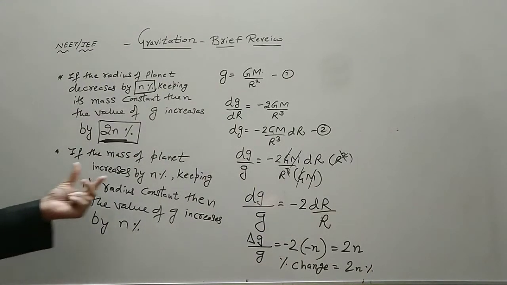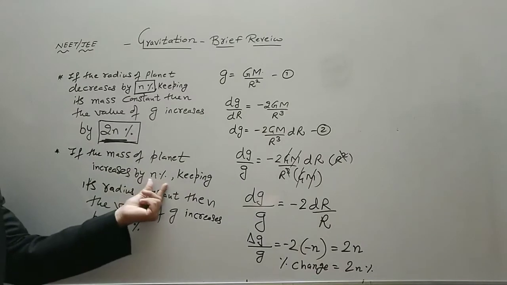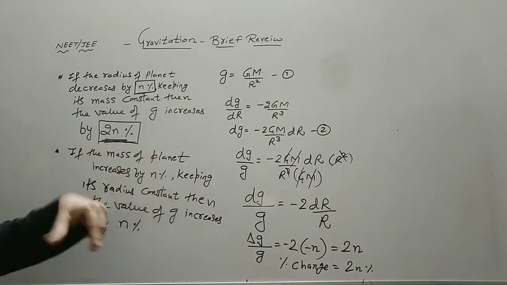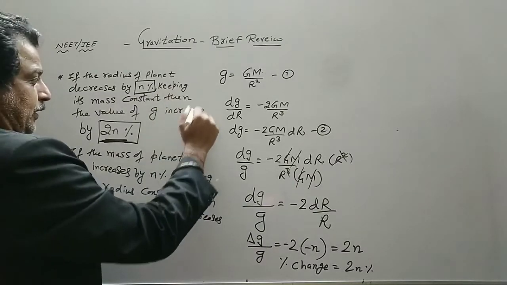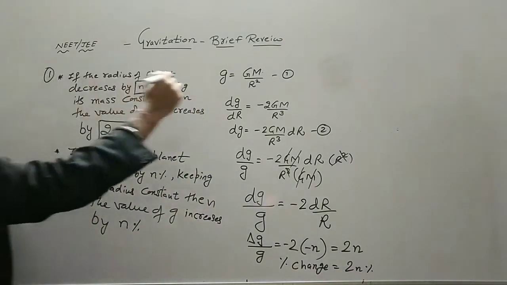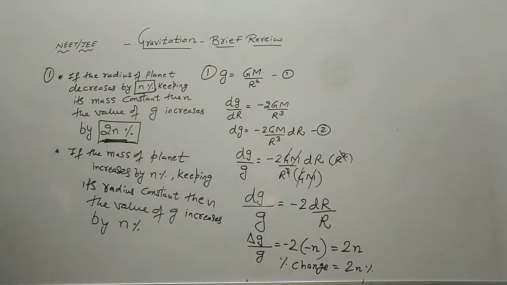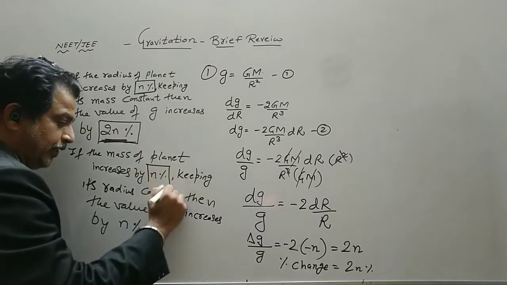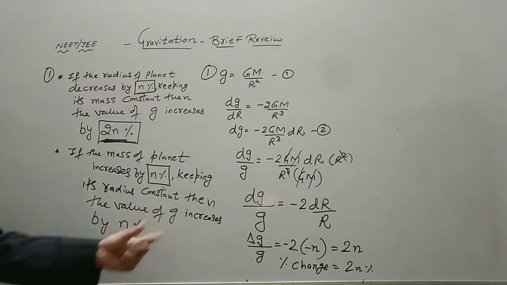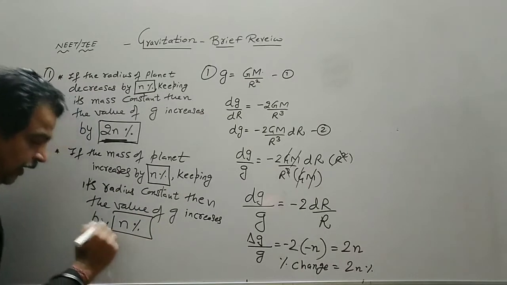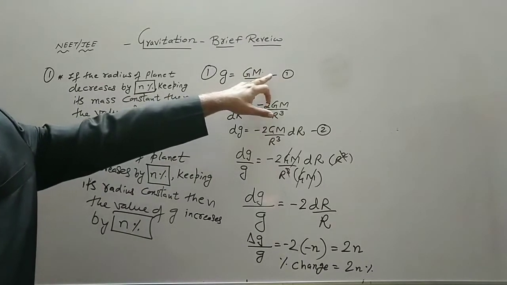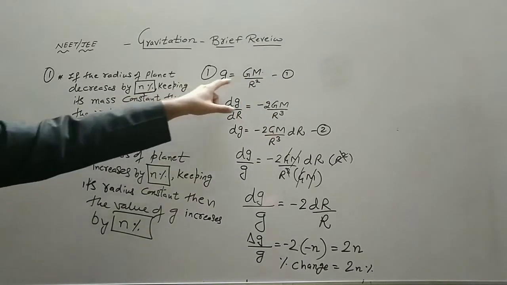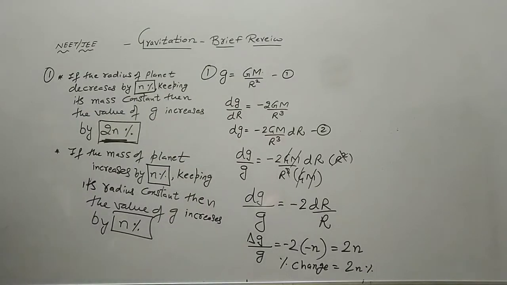Similarly, if the mass of the planet increases by n%. So this is the proof of 1. If mass increases by n%, then the value of g also increases by n%, because g is directly proportional to the mass. Here in this case the g was inversely proportional to the square of the radius. Here we have to do the derivative.